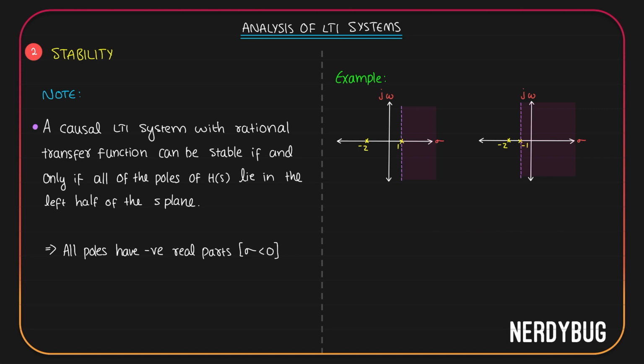And for the second one, it will look like this. For an LTI system with rational transfer function, to check if it is stable or not, all we have to check is if the j omega axis is included, or if sigma equal to 0 is included. In the first case, sigma equal to 0 is not included. In the second case, it is included. So the first one is unstable, the second one is stable.